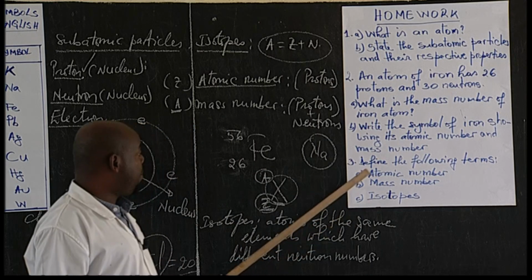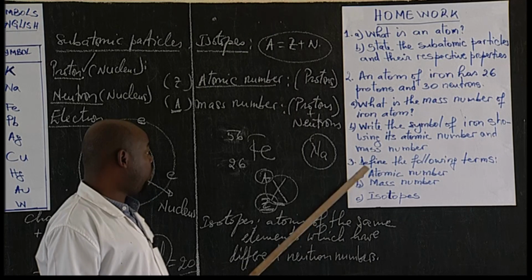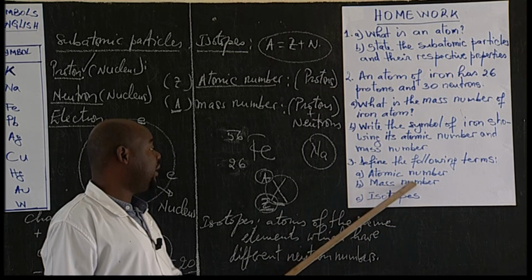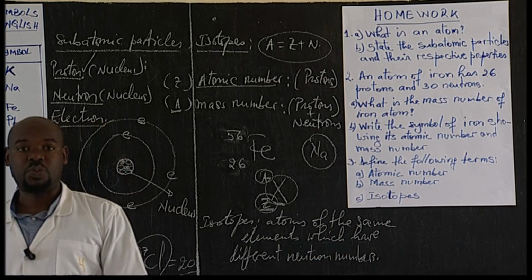And number 3, you will define the following terms. Atomic number. What do you understand by atomic number? By mass number. And what do you understand by the term isotopes?